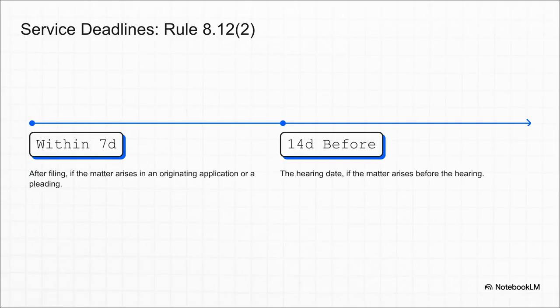And of course, there are deadlines. You have to know the deadlines. Rule 8.12, Subrule 2 is your go-to for timing. So if the issue comes up in your originating application or a pleading, you've got 7 days from filing to serve the notice. If it pops up later, you have to serve it no later than 14 days before the hearing. These are hard deadlines you absolutely must know.